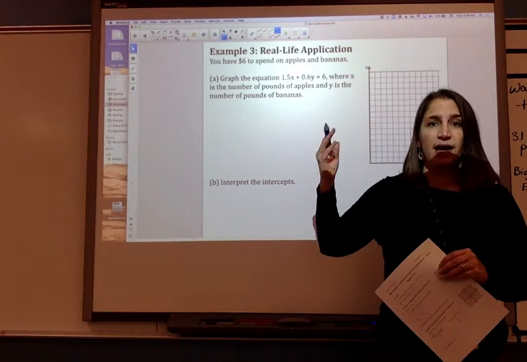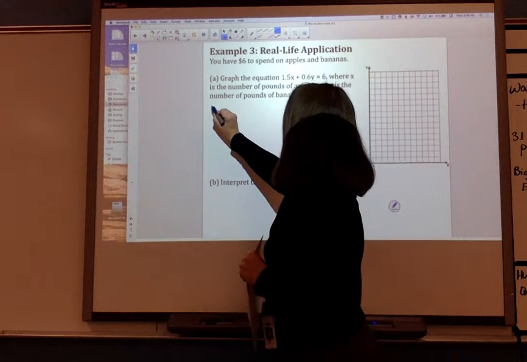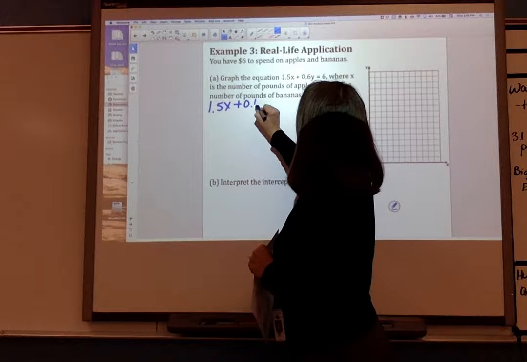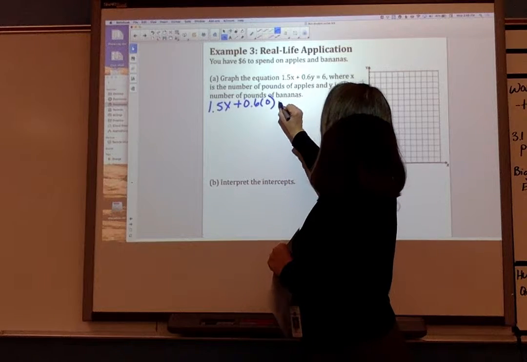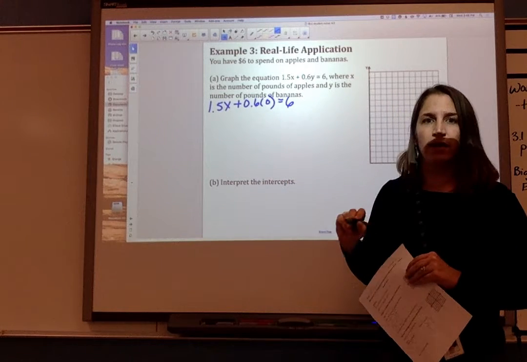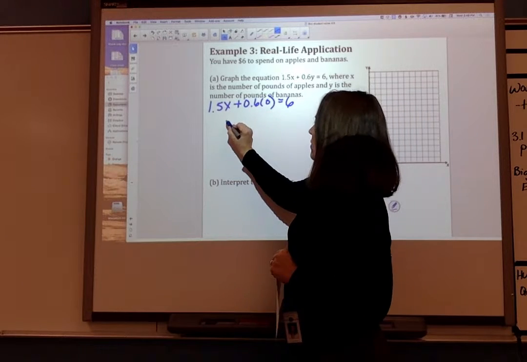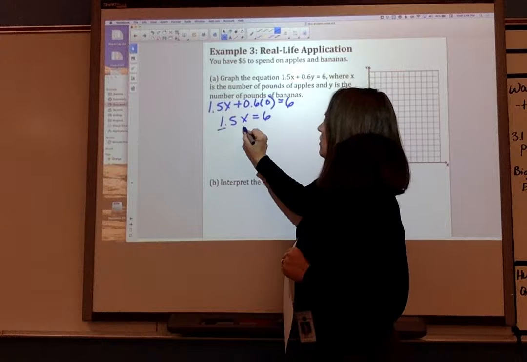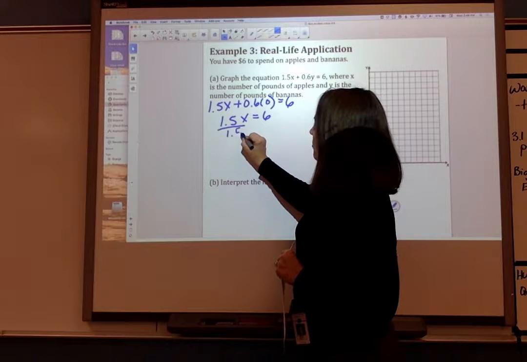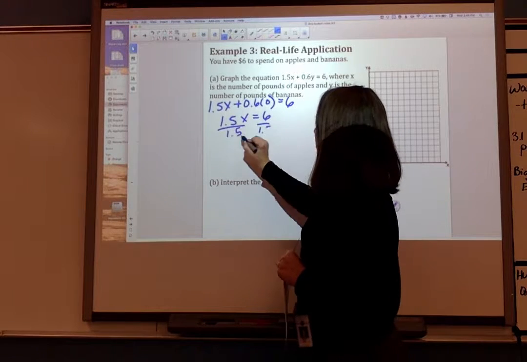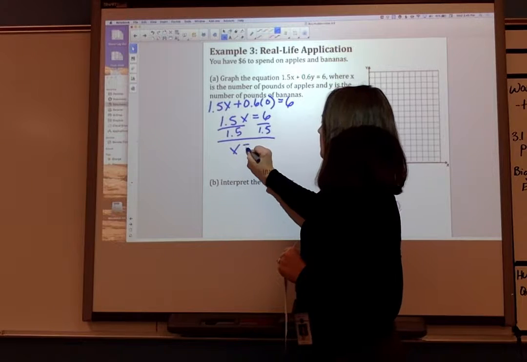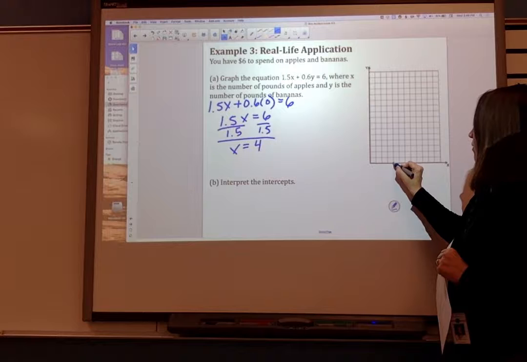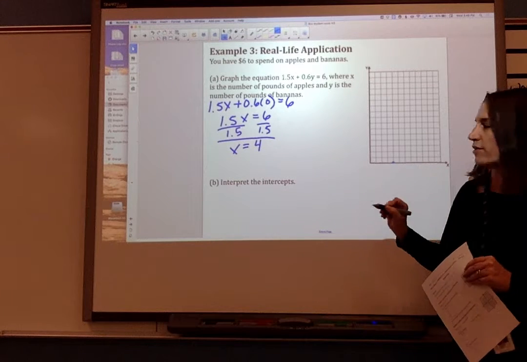So let's find the x-intercept first. That means y equals 0. 1.5x plus 0.6 times 0 equals 6. We'll simplify that by multiplying by 0, and we get 1.5x equals 6. We'll divide both sides by 1.5, and we get x equals 4. So the point 4, 0 is on our graph.